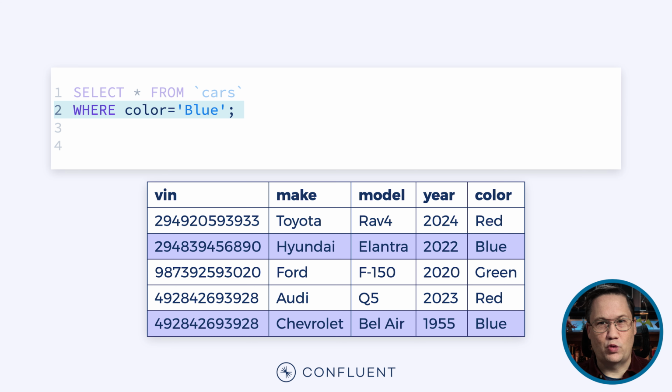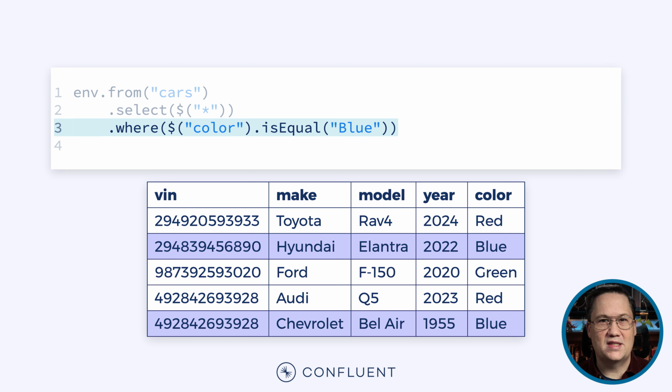Now, let's rewrite this query as a Flink table API statement. We start by looking at the cars table, then we select all fields using a wildcard. Finally, the where clause uses an API expression to check if the value in the color field is equal to blue. Let me make one final adjustment.